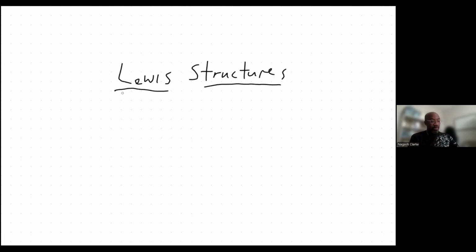Today we're going to be looking at Lewis structures. This is often a confusing part of general chemistry, but it's such a foundation for organic chemistry. Okay, so first we have to understand valence, and we have to understand octet.